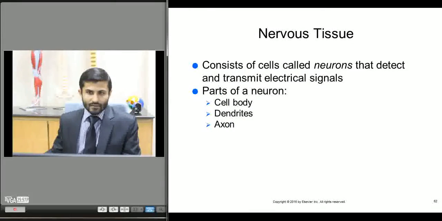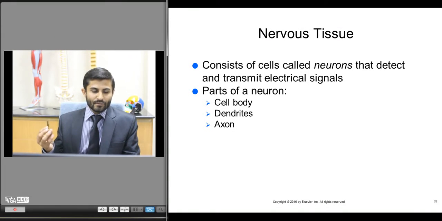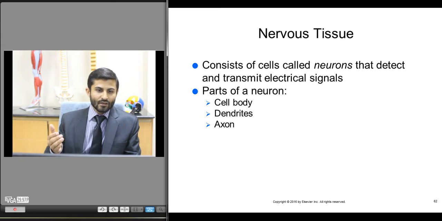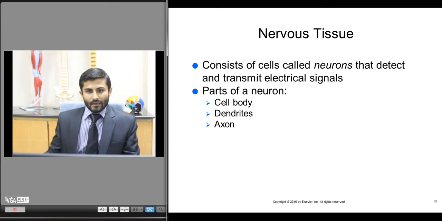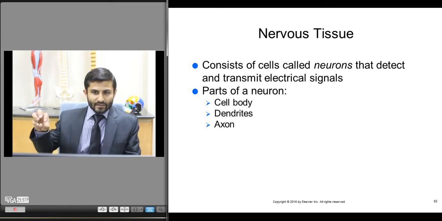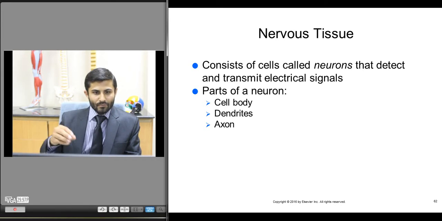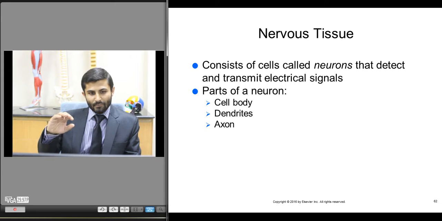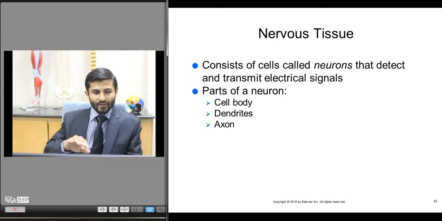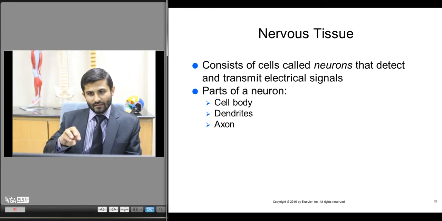The nervous tissue consists of cells called neurons. Basically, the neuron is considered to be the structural and functional unit of the nervous system. Its function is to detect and transmit electrical signals. In the body, communication can be chemical based or sometimes electricity based or action potential based. Nervous tissue itself works on a chemical basis.